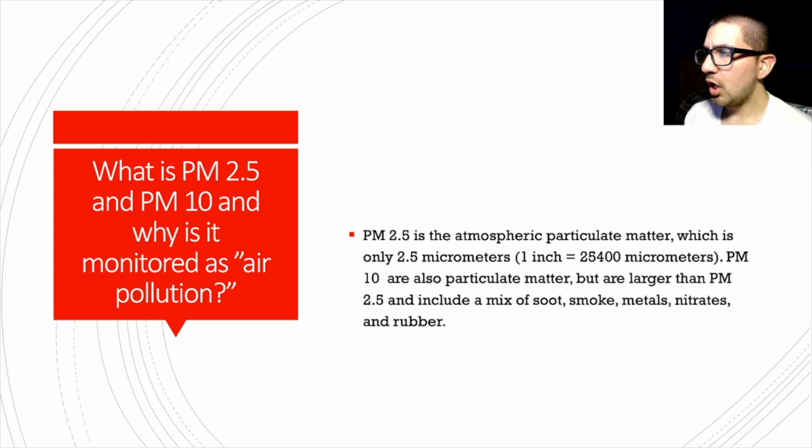What is PM 2.5 and PM 10, and why are they monitored as air pollution? Well, PM 2.5 is atmospheric particulate matter which is only 2.5 micrometers, and there are 25,400 micrometers in 1 inch. So it's really, very small. PM 10 is also particulate matter, and it's a little bit larger than PM 2.5, but it also has a mix of soot, smoke, metals, nitrates, and rubber. And I think also dust or something.